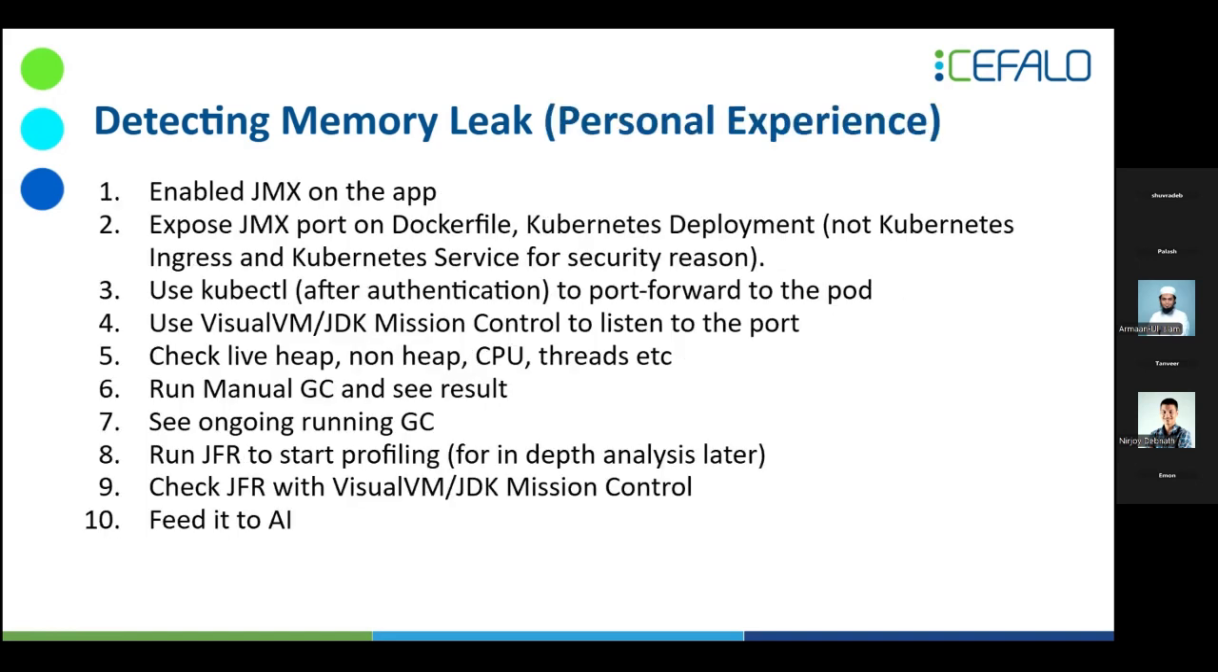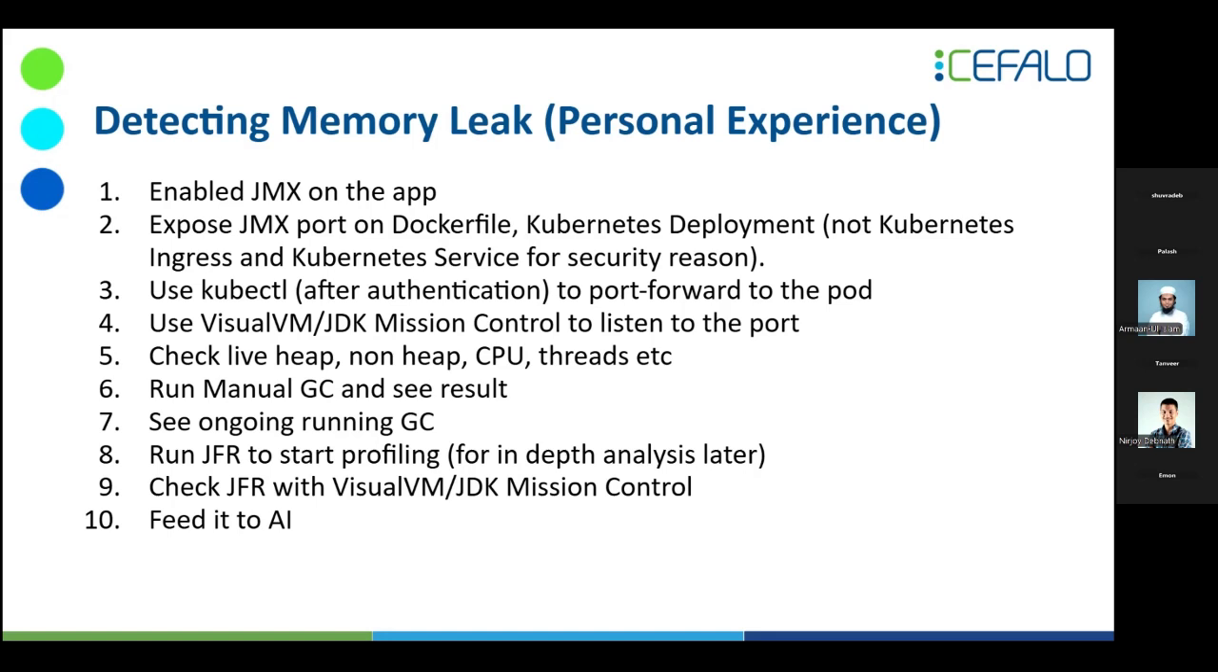So these were the steps of how I performed it. First, I enabled JMX on the application. In the Dockerfile, you can easily add some small configurations or properties, and it will just enable JMX automatically.